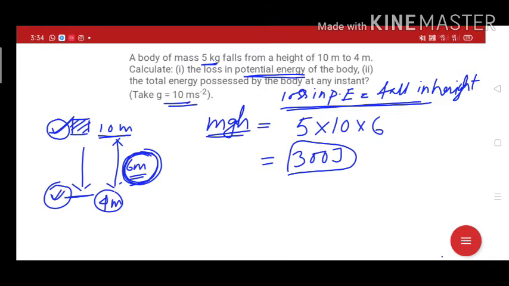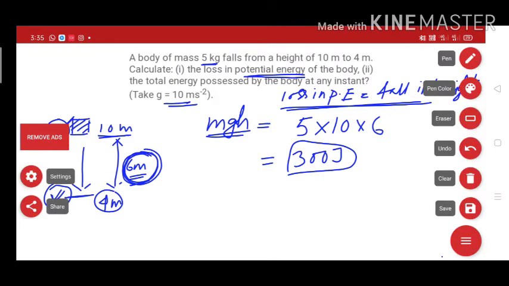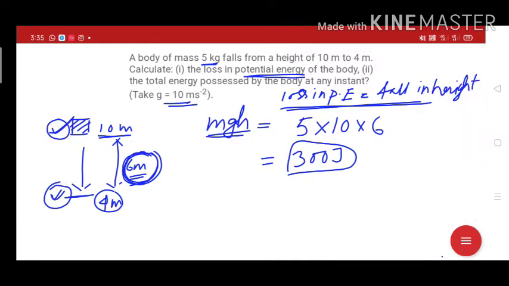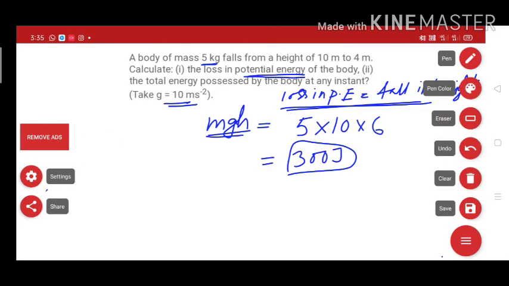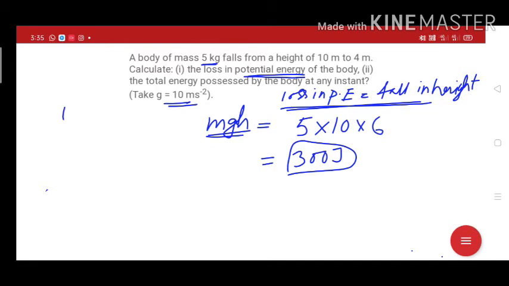meter. Then the second part of the question is asking the total energy possessed by the body at any instant. Also we have studied the conservation law, and there we have seen that if a body is falling from a height to the earth, there will be interchange in the potential energy and kinetic energy.